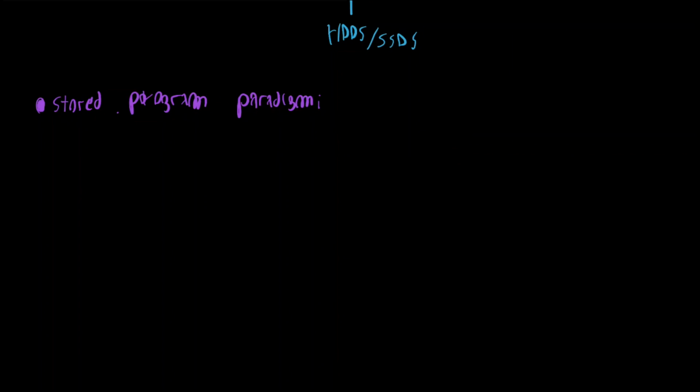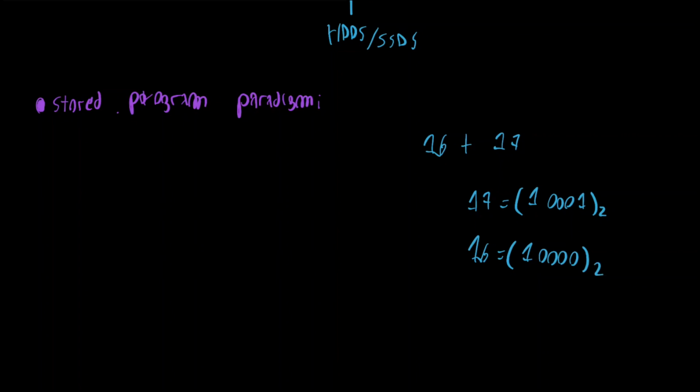Now suppose we want to add two numbers, for example 16 plus 17. 17 in binary is 1 0 0 0 1, whereas 16 is 1 0 0 0 0.